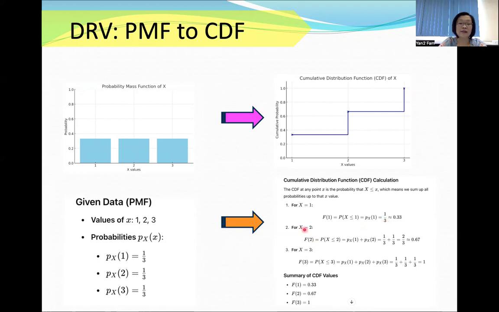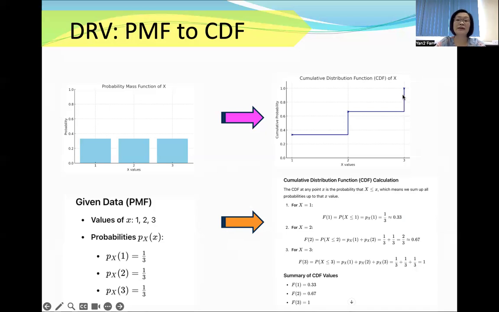So next, x equals to 2. When x equals to 2, I count x equals to 2 plus x equals to 1. Therefore, I get 2 over 3, 0.67. Okay, clear? So next, when x equals to 3, it means x smaller or equals to 3. So we add all together and get 1. So our summary CDF values are 0.33, 0.67, and 1.